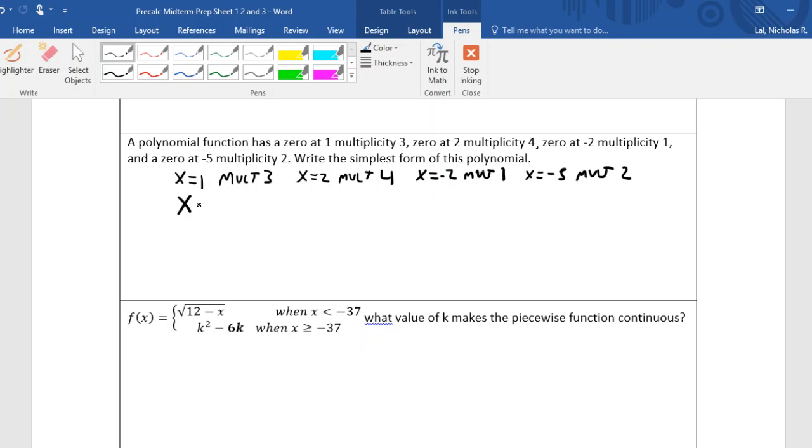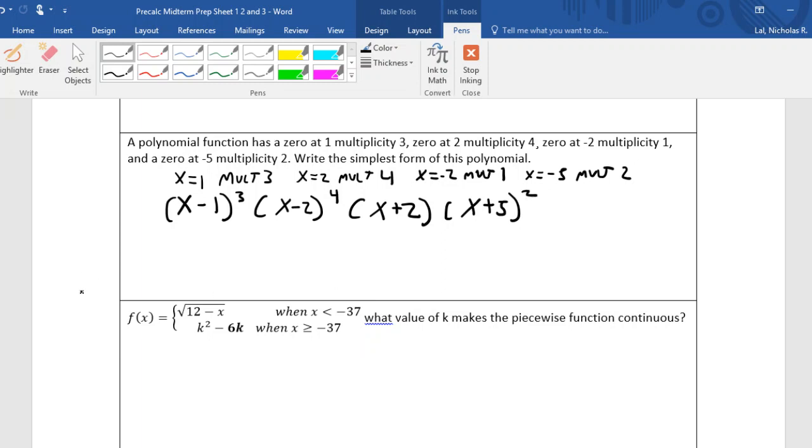If our 0 is 1, our factor is x minus 1. For multiplicity 3, x minus 1 cubed. If our 0 is 2, our factor is x minus 2, multiplicity 4. If our 0 is negative 2, our factor is x plus 2, multiplicity 1 leaves 1 power. If our 0 is negative 5, our factor is x plus 5, multiplicity 2, squared.